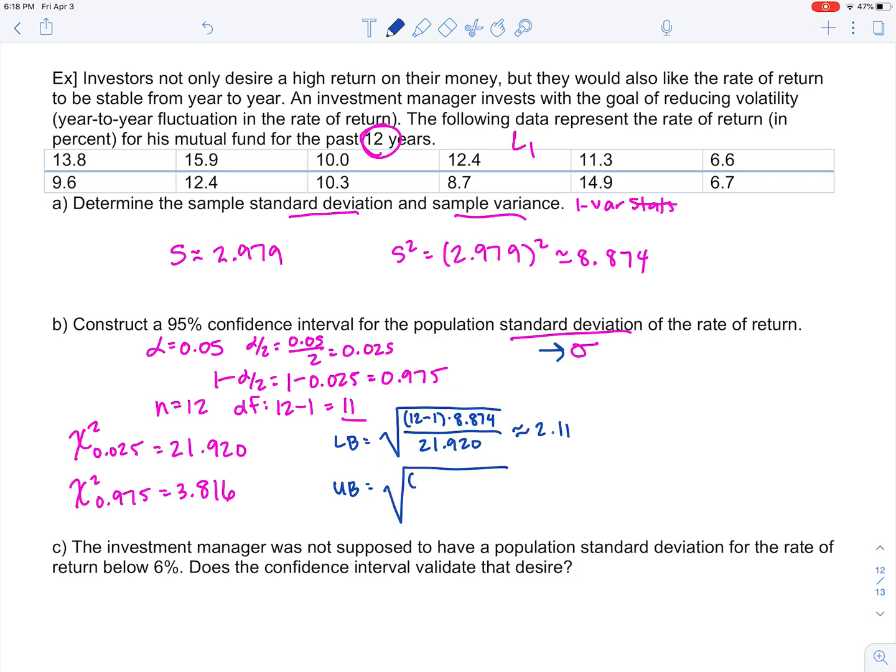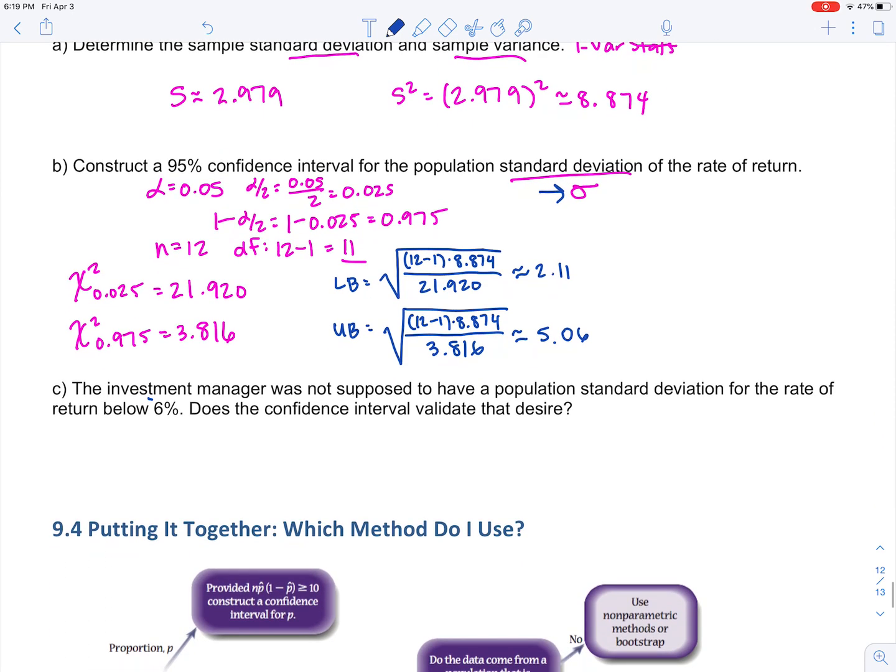The upper bound, the formula is identical except the denominator changes. So it's still the square root of 12 minus 1 times 8.874 divided by, this chi-square value is 3.816. Okay, so we'll type that in the calculator as well. So we're dividing by 3.816, and that is about 5.06. Okay, so the interval is 2.11 comma 5.06.